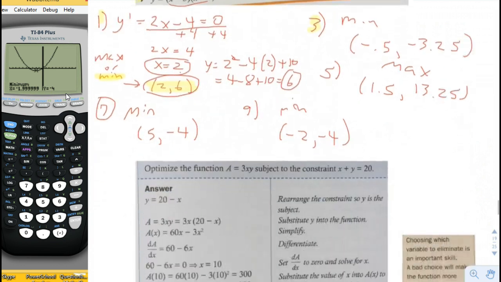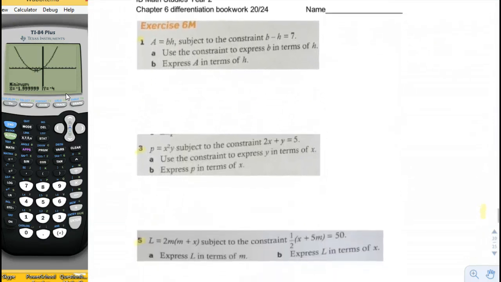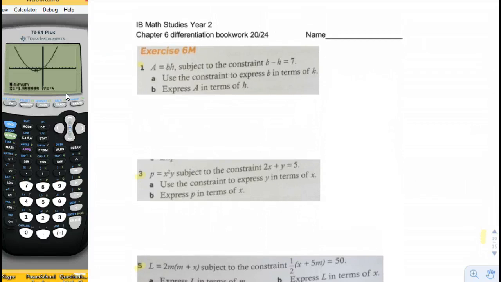Okay? All right. Now we're going to section 6 now. These are word problems. And the first page is to get used to taking 2 equations with 2 unknowns and turning it into 1 equation with 1 unknown. Once you get a word problem so that it's 1 equation and 1 unknown, then it's ready to be optimized, or you're ready to take the derivative to find the optimization.